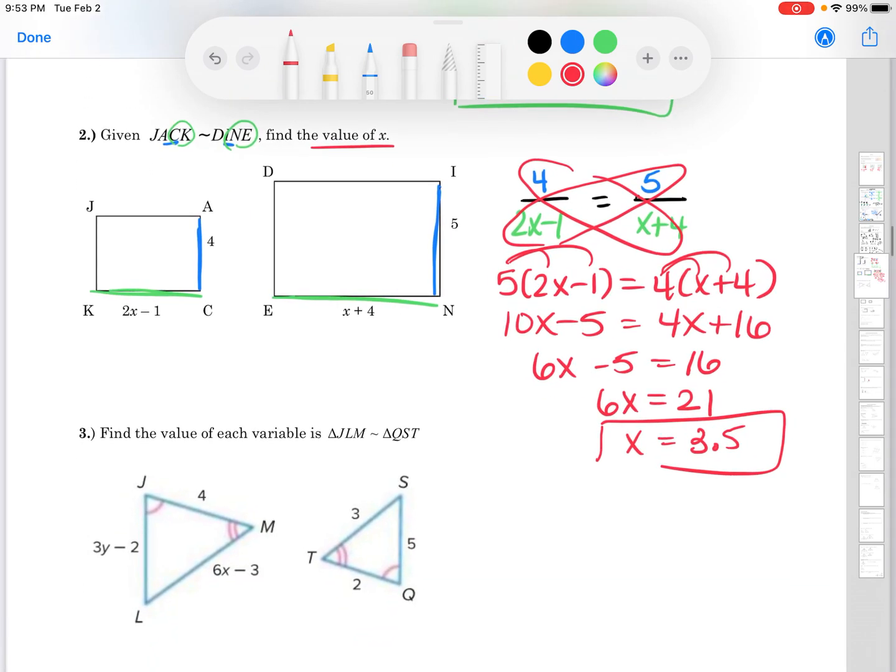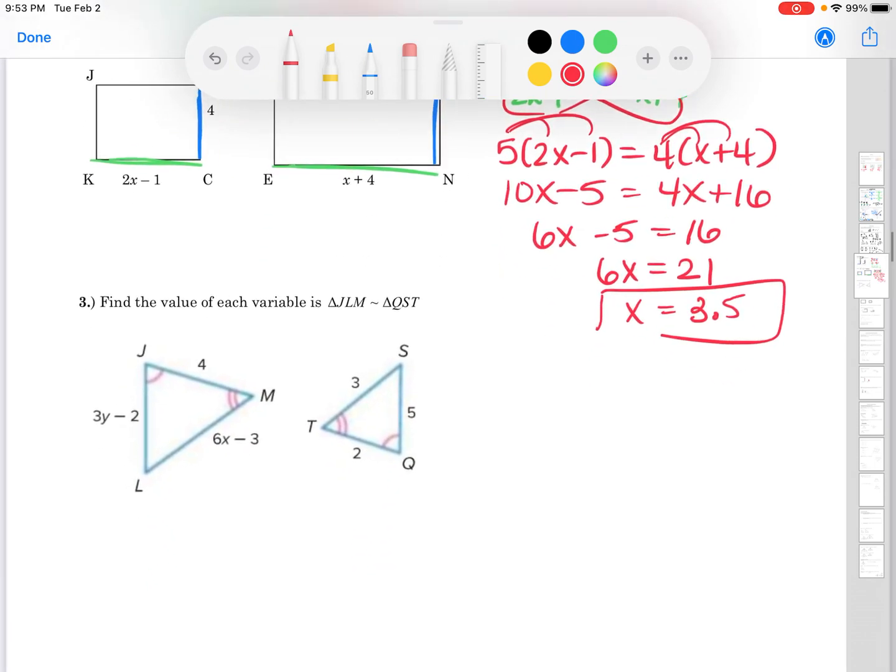All right, in number 3, it's asking a very similar kind of question here. We see that JLM and QST are similar. Now, notice the lettering and these triangles are not quite turned the same direction. We need to go by this statement. That's so important. All right, so JL, the first two letters, goes with QS. So we have 3y minus 2, and we have 5.